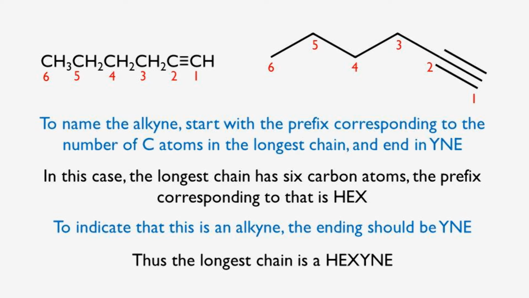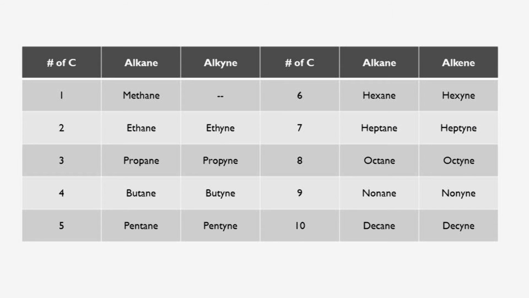However, the name is not complete yet. Here are the prefixes corresponding to the number of carbon atoms and then the resulting alkyne. 2 carbons is ethyne. Of course, ethyne is known commonly as acetylene. 3 is propyne, 4 is butyne, pentyne for 5, hexyne for 6, heptyne for 7, octyne for 8, nonyne for 9, and decyne for 10.